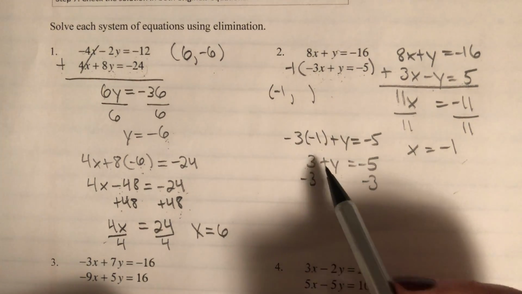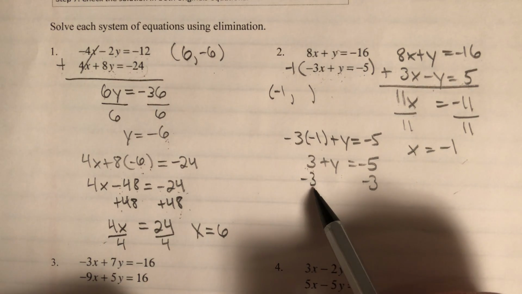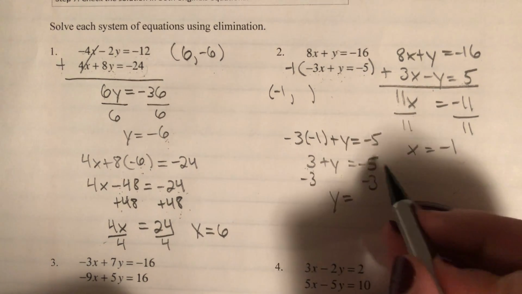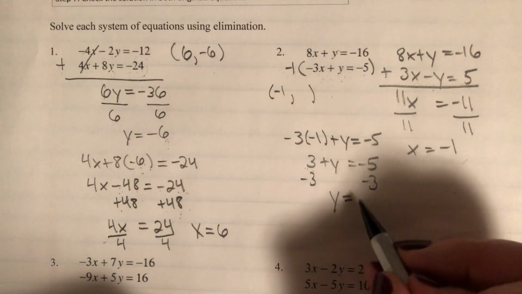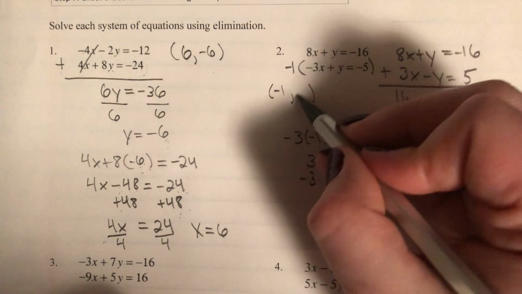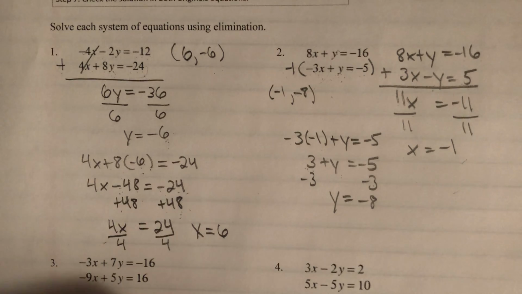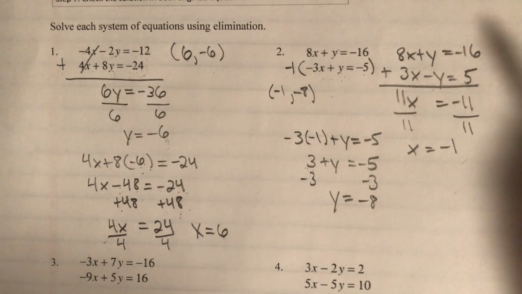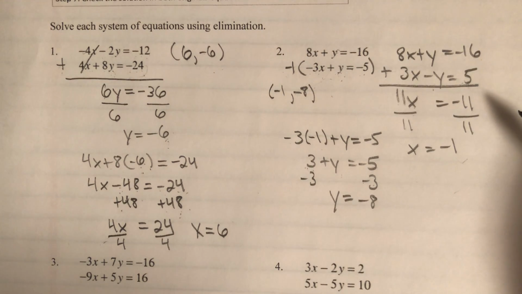With subtraction. Or think of it this way. What do you do to positive 3 to get 0? You subtract 3 from it. That leaves you with y equals negative 5 minus 3, which is negative 8, and you have the second coordinate of your intersection point. Negative 1, negative 8 is the point where these two lines will intersect each other, thus being their solution to the system.